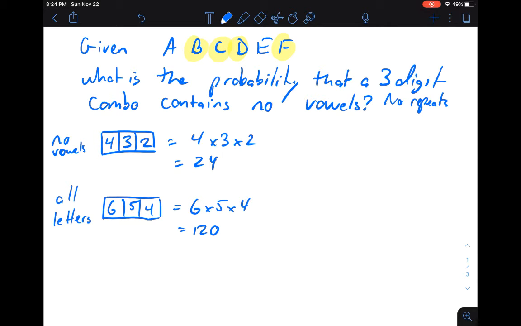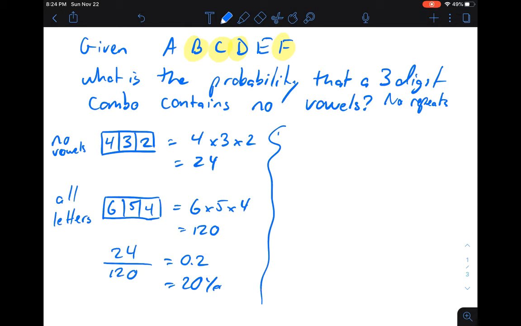If you work this into a probability question, the probability of getting no vowels would be 24 possible combos out of the 120. Okay? That works out to 0.2, which is 20%. The way I just solved this on the left is called the fundamental counting principle. I like to use boxes to solve these types of questions, but there is a different way of doing it, and sometimes it's easier to use a straight formula.